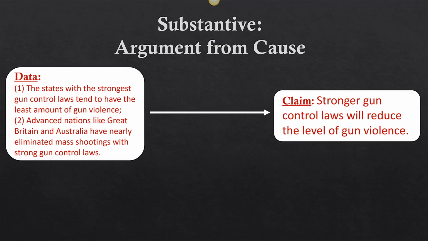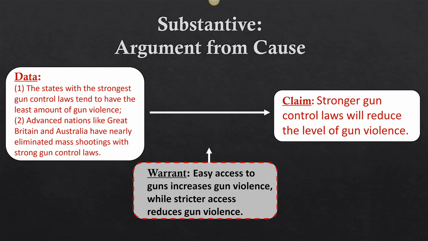So in this instance, he's using a very similar implied causal warrant: easy access to guns increases gun violence, while stricter access reduces gun violence. With this evidence, he provides a relatively compelling relationship between the strictness of the laws and the amount of violence. And so it's this relationship between strictness of laws and amount of gun violence, plus the causal warrant, that leads Obama to his claim that if we strengthen gun control laws, we'll reduce the level of gun violence.